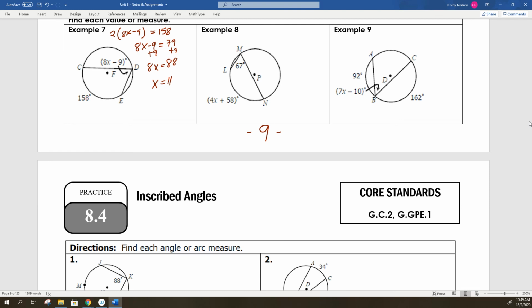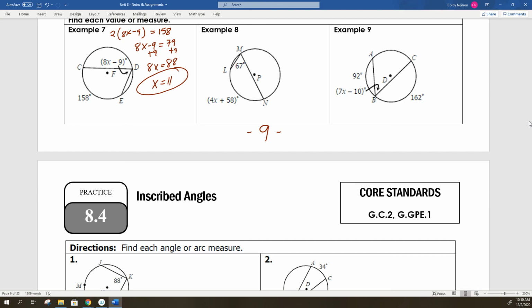Why do we have to do the equation then if we could just... Well, because it says solve for x. Find each value or measure. So the value of x. If there's an x out there, you're solving for it. And whether you end there or have to plug that back in somewhere is different. But anyway, always plug that back in to see if you're right. 8 times 11 minus 9, that should be 79. And if it is, then you're going to be good.